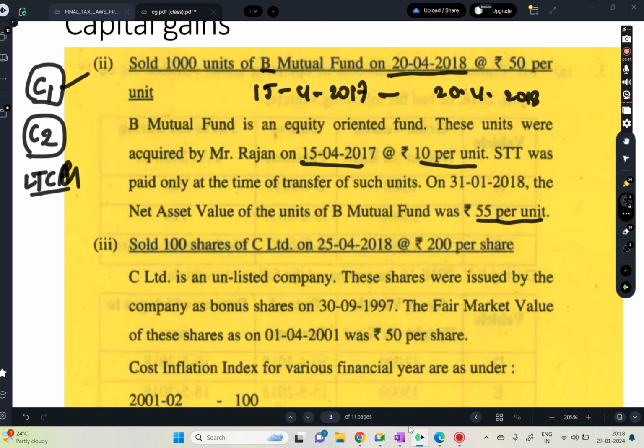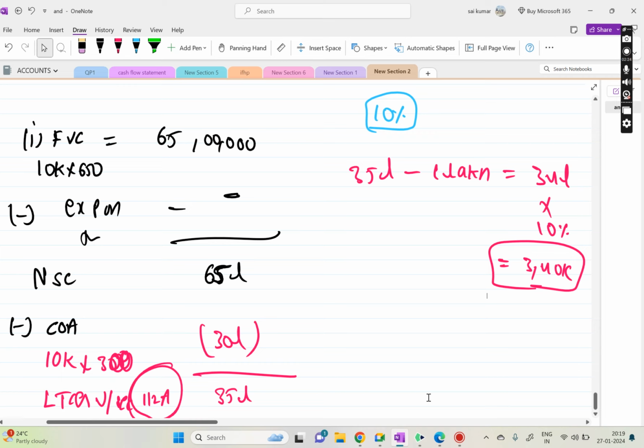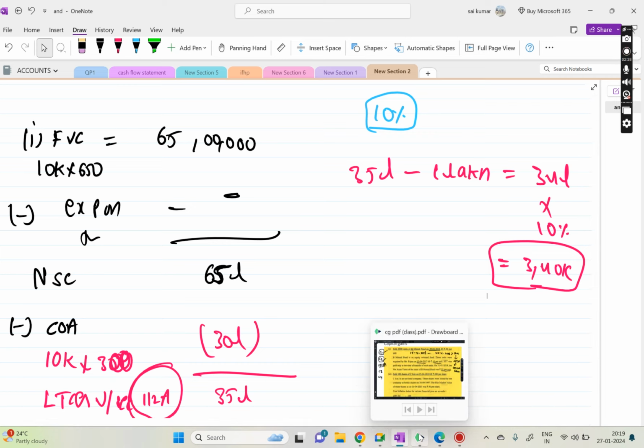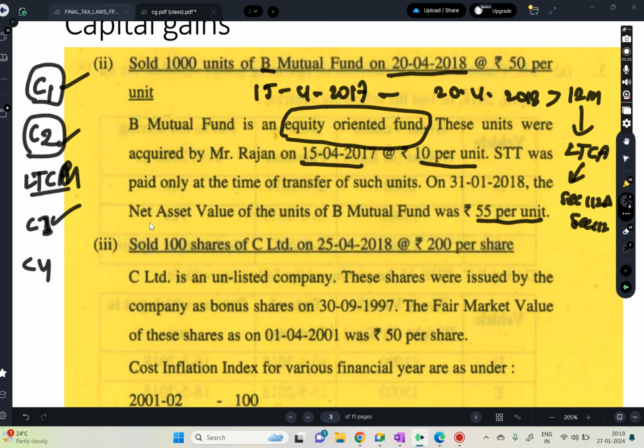If it is a long-term capital asset, then we need to check section 112A and then section 112. In section 112A, condition 1 is satisfied, condition 2 is satisfied. What is condition 3? Units of equity oriented funds. Yes: listed equity shares, equity oriented fund, or business trust. So we are talking about an equity oriented fund, and condition 3 is satisfied.